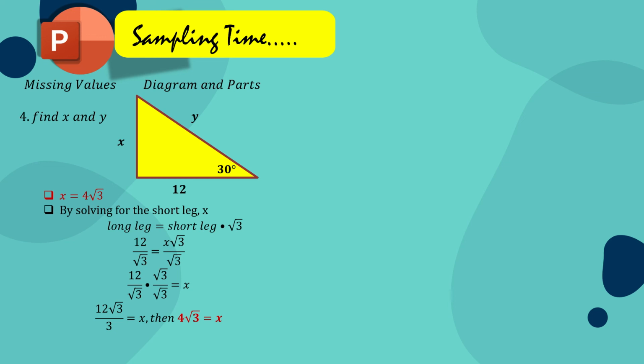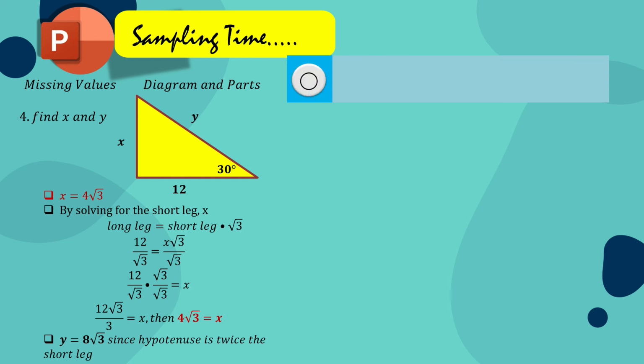Question, sir, how do we find y, which is the hypotenuse? y is simply 8 square root of 3, since the hypotenuse is twice the short leg. So if our short leg is 4 square root of 3, to find y, we just multiply the short leg by 2. 4 square root of 3 times 2 is 8 square root of 3. So with this example, if our long leg is 12, our short leg is 4 square root of 3, and our hypotenuse is 8 square root of 3. The hypotenuse is twice the short leg.